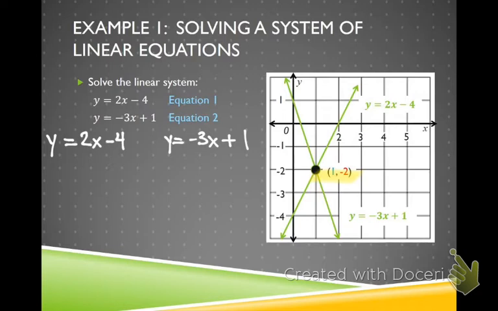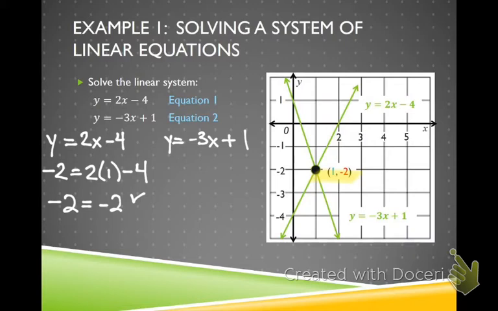So let's try it. On the first equation, what was my x value? 1. What's my y value? Negative 2. So I plug in negative 2 for y and 1 for x, and now let's simplify. What's 2 times 1 minus 4? It's negative 2. So negative 2 equals negative 2, and that side checks out. But that doesn't mean it's true. I have to check the other equation also. Maybe the second equation won't work, and then the answer is no.